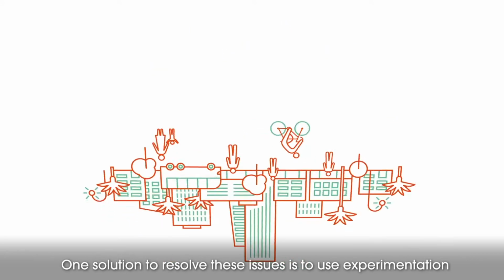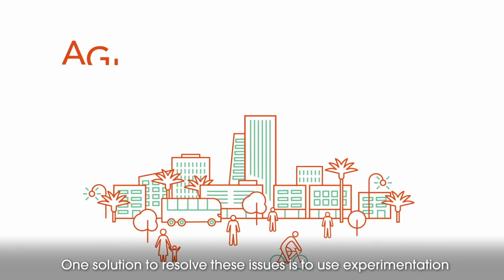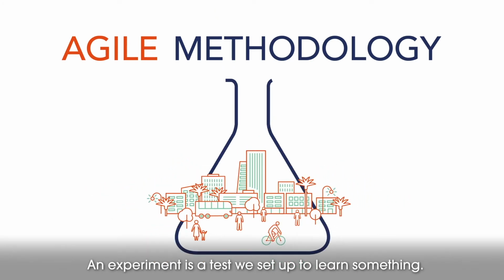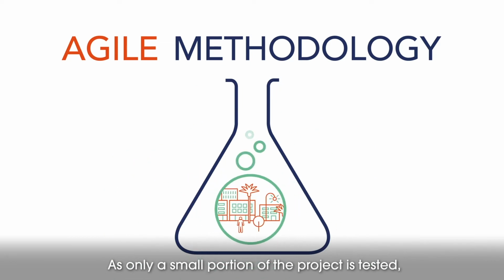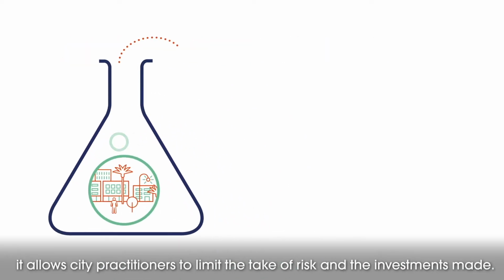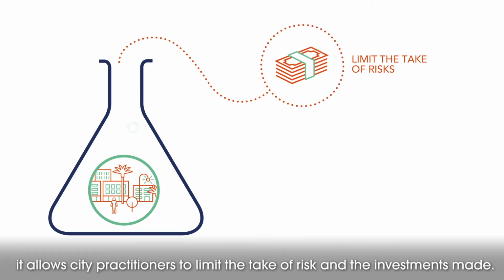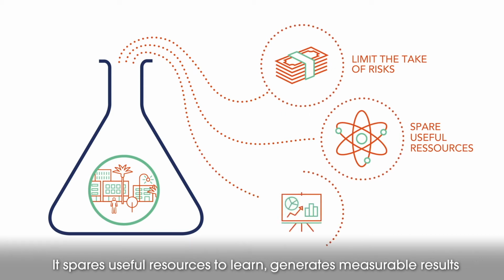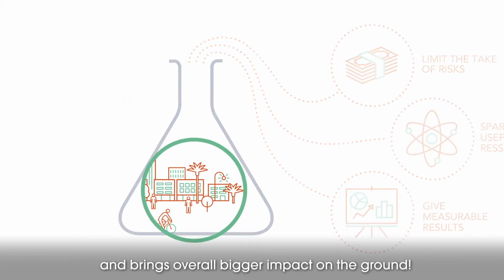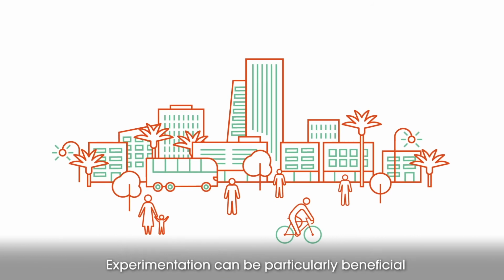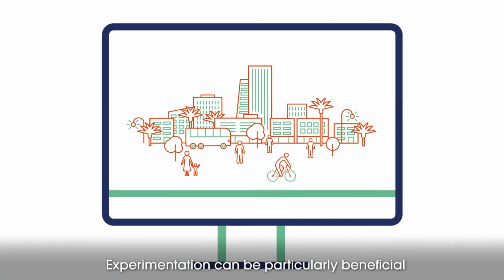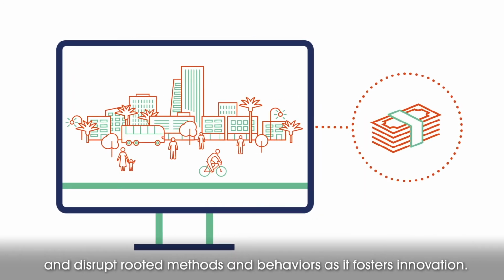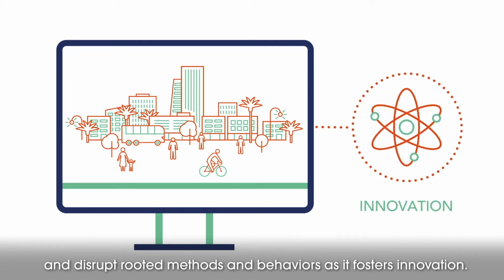One solution to resolve these issues is to use experimentation and the lean methodology. An experiment is a test we set up to learn something. As only a small portion of the project is tested, it allows city practitioners to limit the risk taken and the investments made. It spares useful resources to learn, generates measurable results, and brings overall bigger impact on the ground. Experimentation can be particularly beneficial to support digital transitions, which involve important investments and disrupt rooted methods and behaviors, as it fosters innovation.